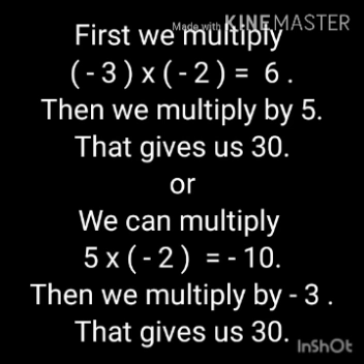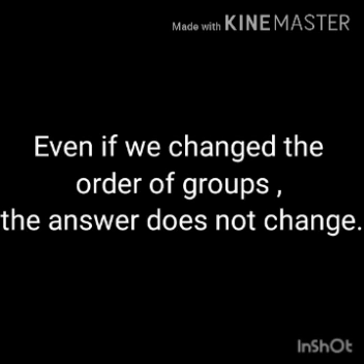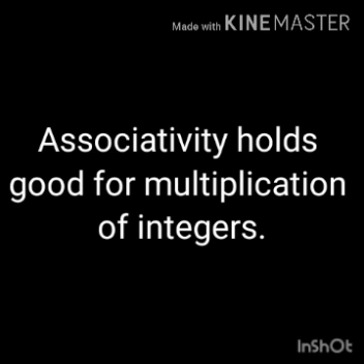First we multiply minus 3 into minus 2. That gives us 6. Then we multiply by 5. That gives us 30. Or we can multiply 5 into minus 2, which gives us minus 10. Then we multiply by minus 3. That gives us 30. Therefore, minus 3 into minus 2 in bracket into 5 is same as minus 3 into minus 2 into 5 in another bracket. So, you see children, even if we change the order of groups, the answer does not change. So, associativity holds good for multiplication of integers.